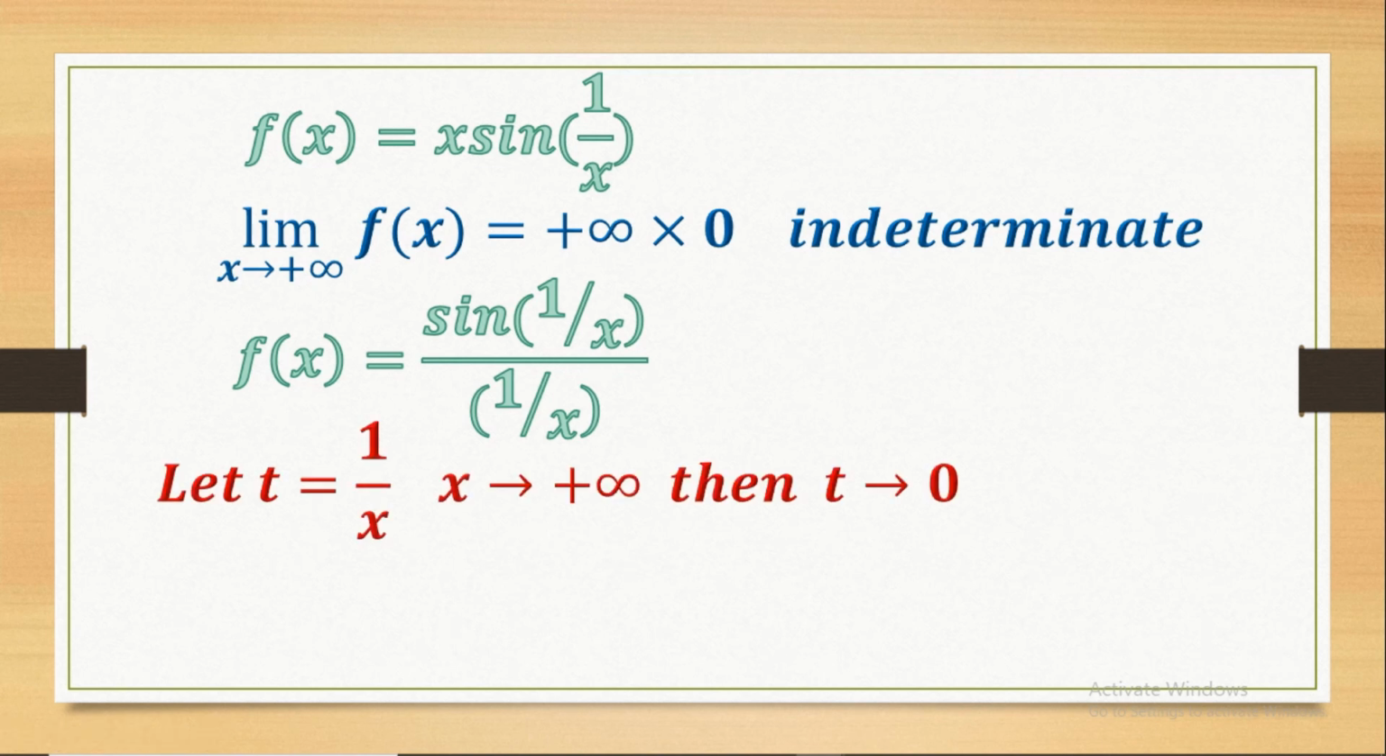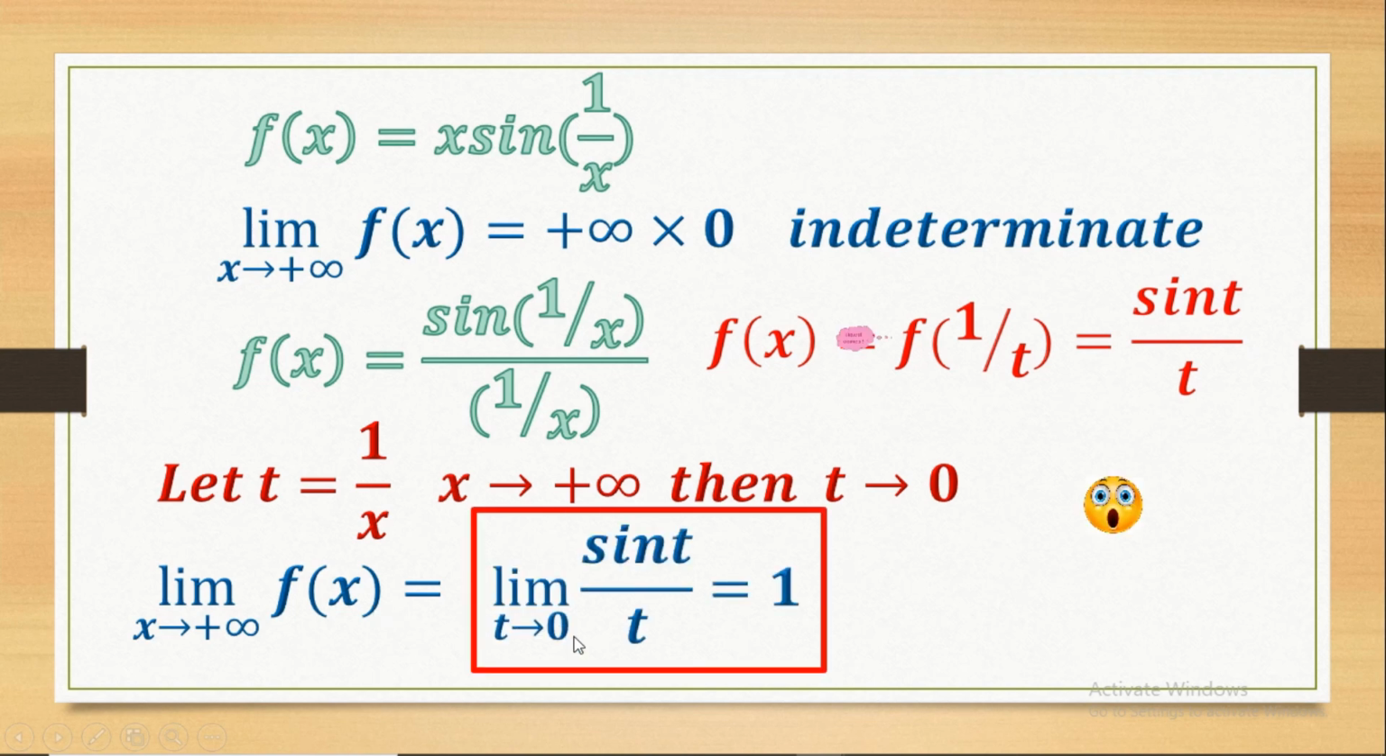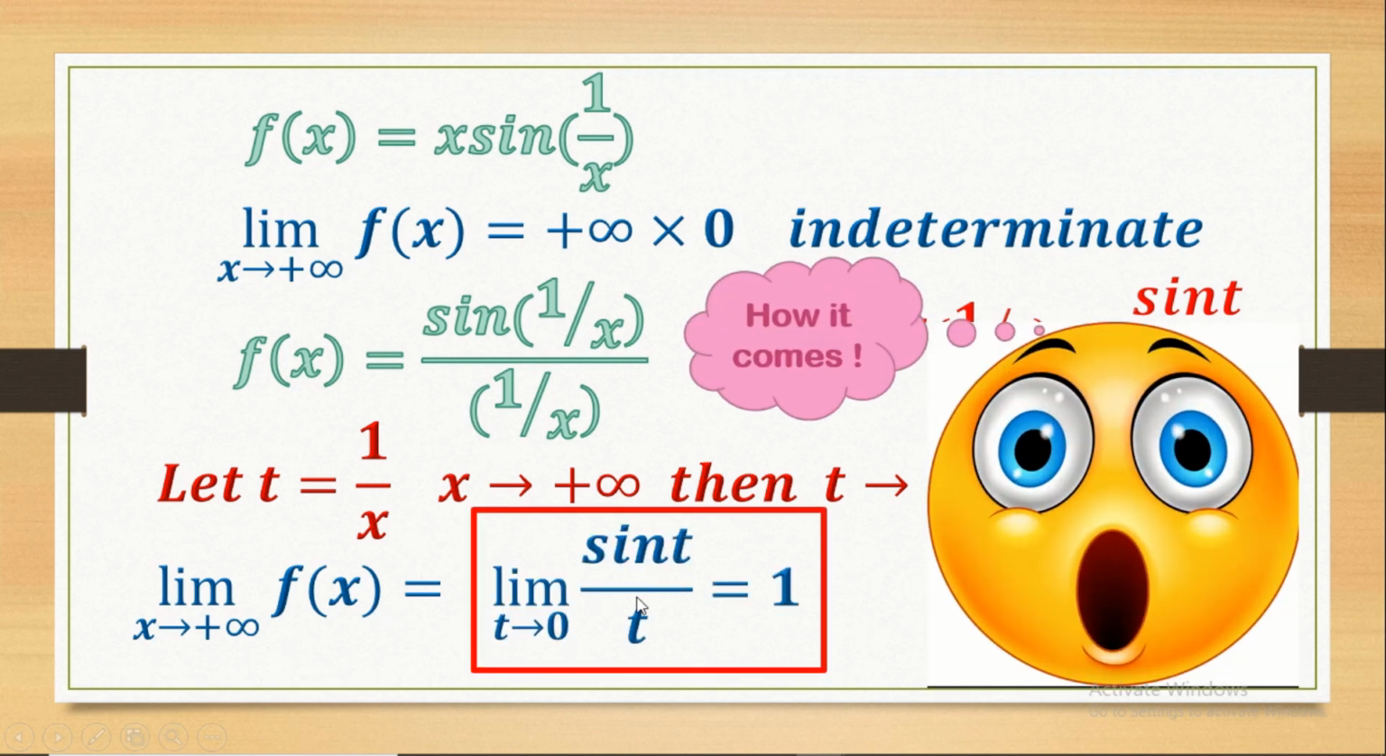If we take a variable t, which is equal to 1 over x, we can replace 1 over x by t. Note that as x tends to plus infinity, then 1 over x will tend to 0. So we can say that t tends to 0. Then the limit of f of x at plus infinity, we can replace 1 over x by t. So the function is sine t over t. Now as x tends to plus infinity, the limit of f of x is equal to the limit as t tends to 0 for sine t over t, which is equal to 1.